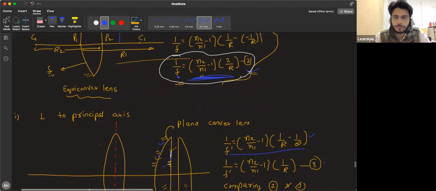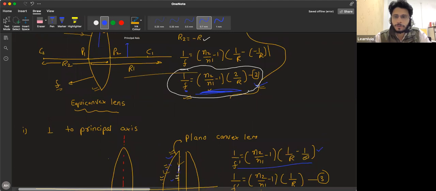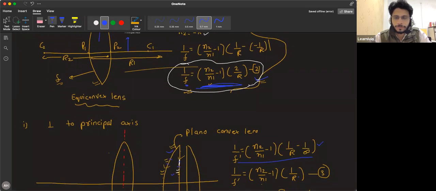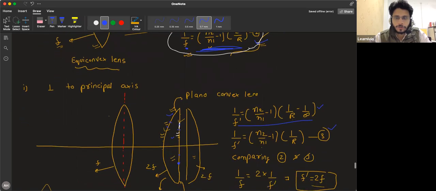Coming to it. So this is n2 by n1 minus 1 into 1 by infinity, which is 0. So it will be 1 by r. Now, just compare equation number 3 and equation number 4. What's the difference between 3 and 2? Can I write that 1 by f is twice of 1 by f prime? Like, can I write that equation 2 is twice of equation 3? So then you cross multiply them. Is it clear now? Yes.